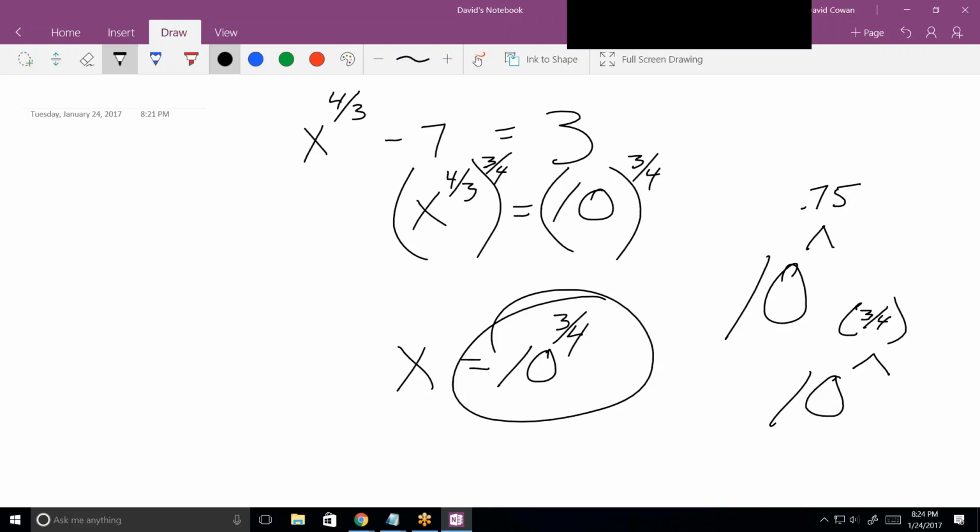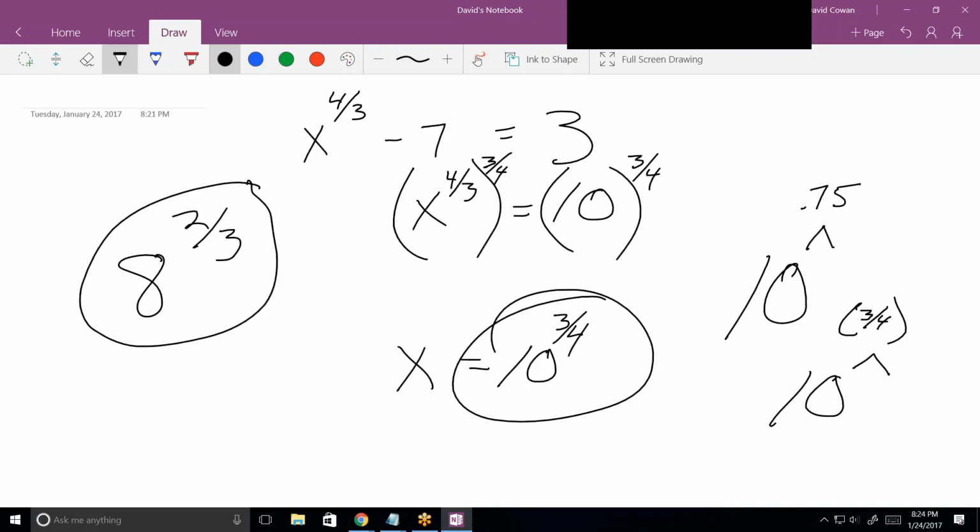In other words, this is the same as the 10 cubed and then take the 4th root of that whole thing, or take the 4th root of 10 first and then cube it. Say you have a problem like this. If you're doing this without a calculator, you almost always want to do the denominator first. Because cube root of 8 is 2. 2 squared is 4.